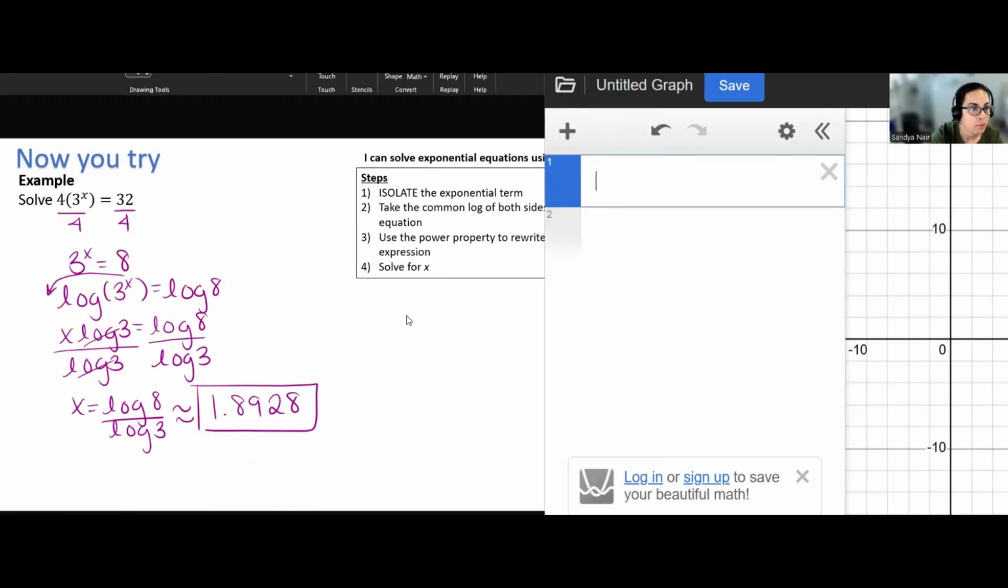So here we have 4 times 3 to the x equals 32. So I start off by dividing both sides by 4. That gives me 3 to the x equals 8. And I take the log of both sides, then rewrite using the power property. So I have x log 3 equals log 8. I can now divide both sides by the log of 3 to get my answer. So I have log of 8 divided by log of 3. And so x is approximately equal to 1.8928.